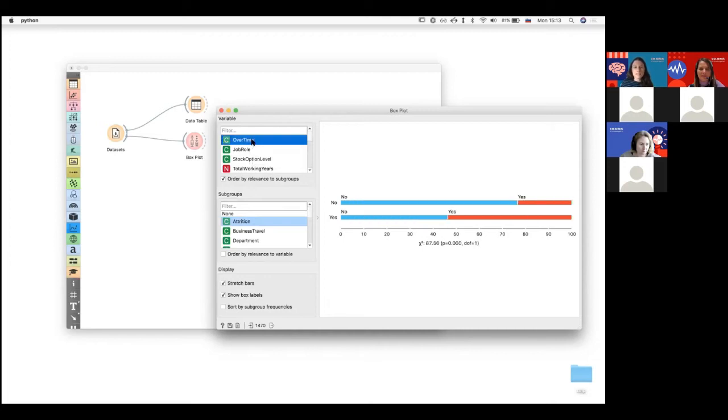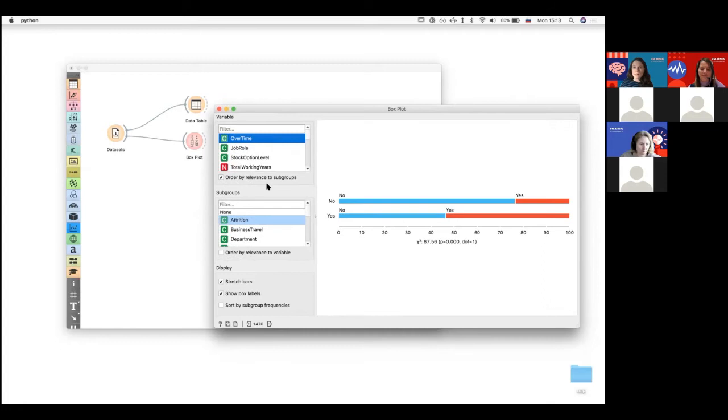Okay, let's see this in practice. So here I have people who stayed and people who left on the left side. And each line is then further split by overtime. So whether a person works overtime or not. And people who left the company were working more overtime.